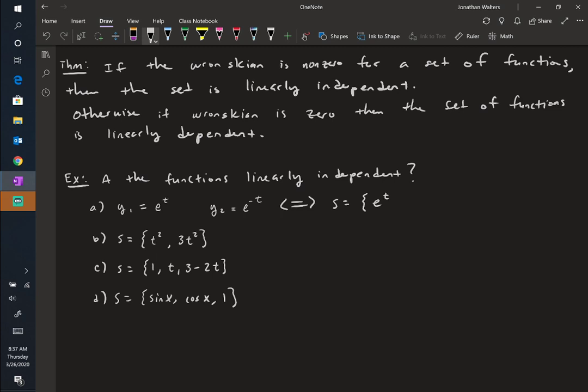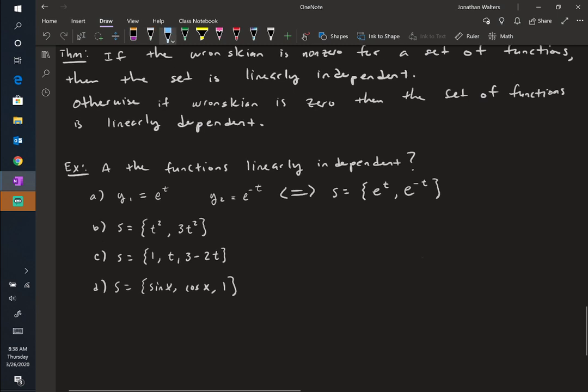So just write it all the same. Means the same thing. y1 equals e to the t, y2 equals e to the negative t. Well, that's just the set of functions e to the t, e to the negative t. Now, how do we check to see if they're independent? Well, we're not going to use the definition. We're going to use the Wronskian.